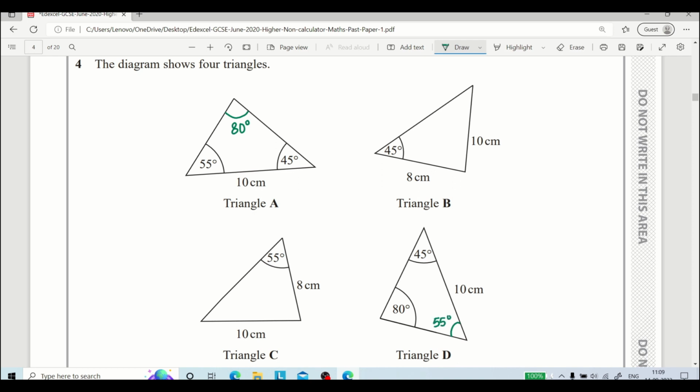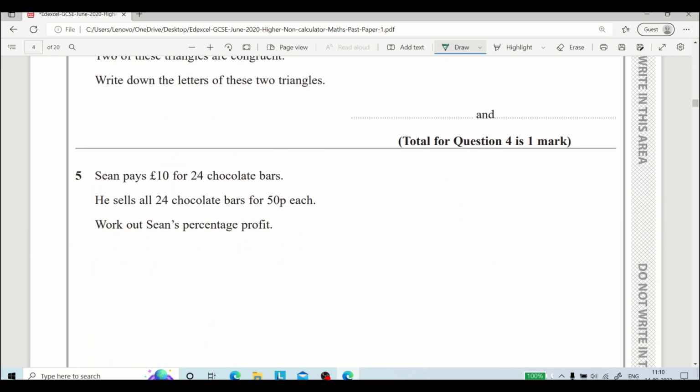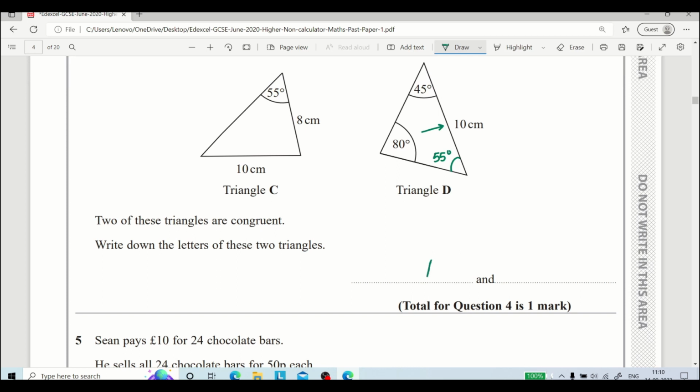So if you're able to observe A and D, they have equal angles, that's for sure. And this base, the side opposite to 80 degrees should be 10. Yes, it is. Which means triangle A and D are congruent. So that's our answer. Amazing. Moving on quickly to our next question.